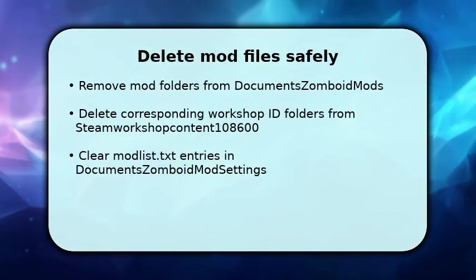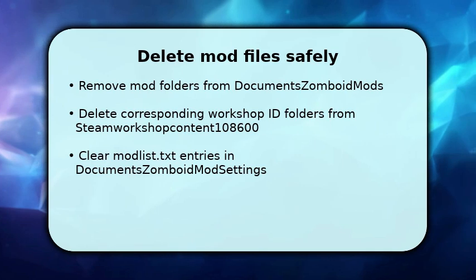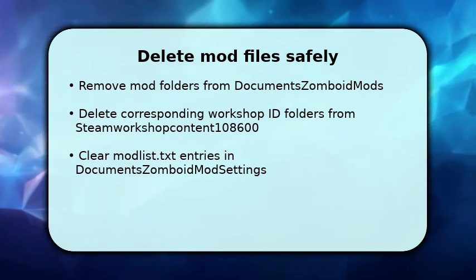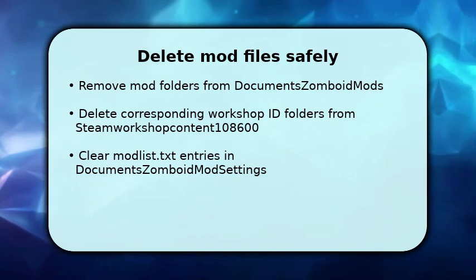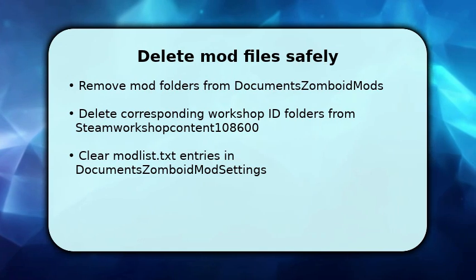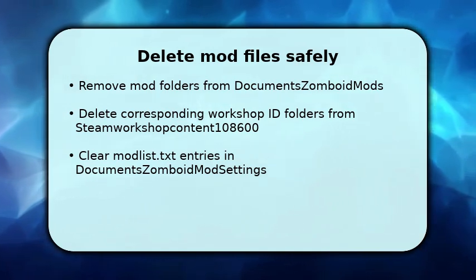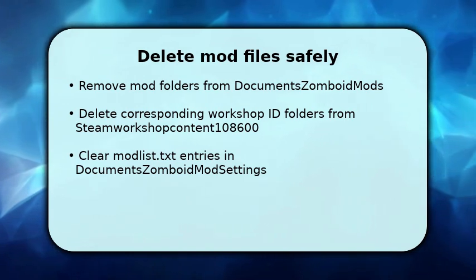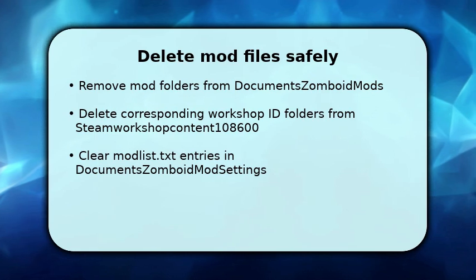Now you perform the core deletion. Remove the mod folder from Documents/Zomboid/mods, and then delete the matching numeric folder in Steam/workshop/content/108600 to stop Steam from loading it. Next, open Documents/Zomboid/mod settings or mod list.txt and remove any references to that mod so the game won't try to load missing content.